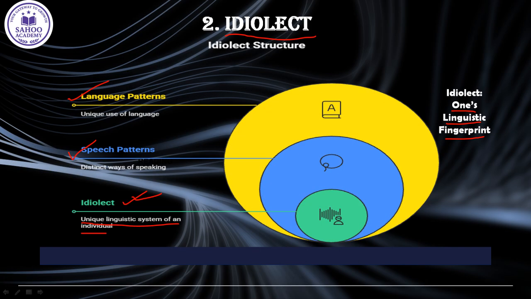Now, let's bring this into our classroom. When we stand before our students, we are not addressing a monolithic group of Hindi speakers or English learners or Odia speakers. We are addressing 30, 40 or 50 unique individuals, each with their own distinct idiolect, their own linguistic fingerprint shaped by their personal history, their family and their community.